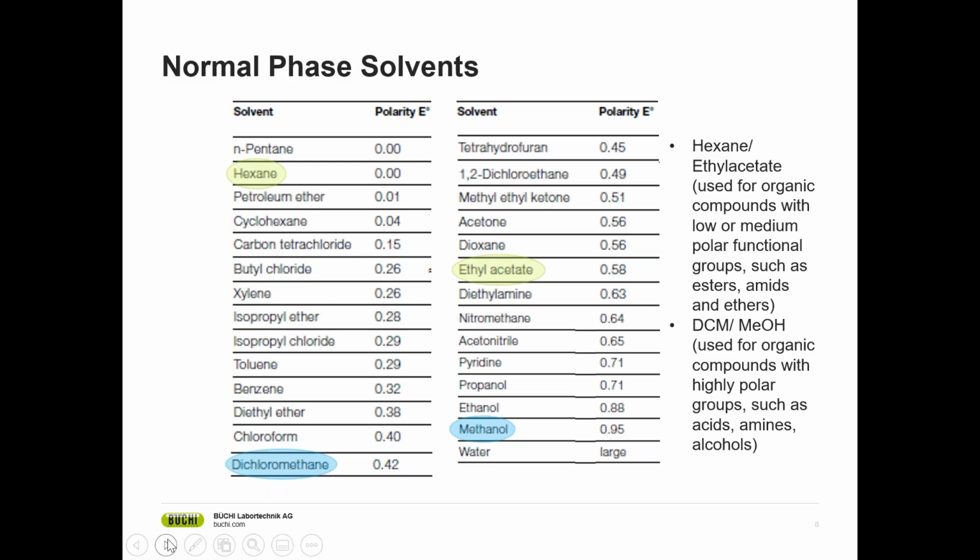So in the table, you can see an overview of the most commonly used solvents. The most standard solvent pair used in normal phase separations is hexane and ethyl acetate. Currently, there is a trend of using heptane instead of hexane due to the lower health risk. DCM and methanol is also a very common solvent system, but used mostly for organic compounds with highly polar groups.